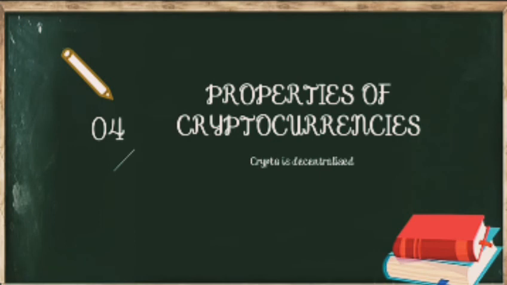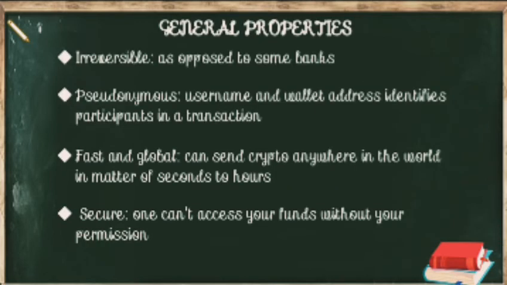So what are the properties of cryptocurrency? Anybody that knows cryptocurrency will just tell you crypto is decentralized. But let's look at other properties. Now, the general properties of cryptocurrencies are: one, irreversible. In as much as I've made a transaction, I've sent crypto to my brother, it cannot be reversed once it is confirmed. It cannot be reversed, so it is irreversible.